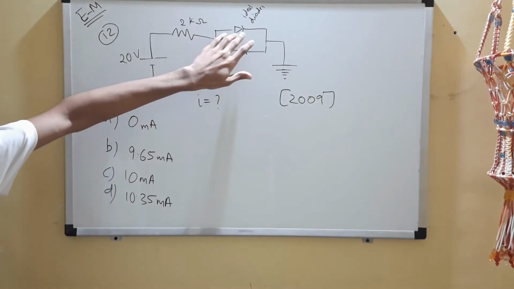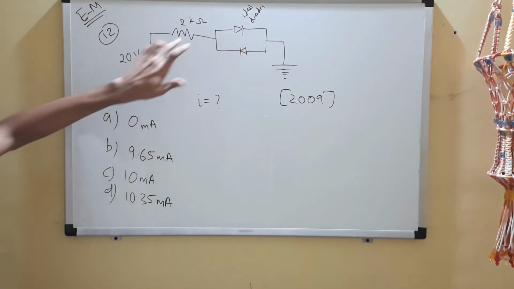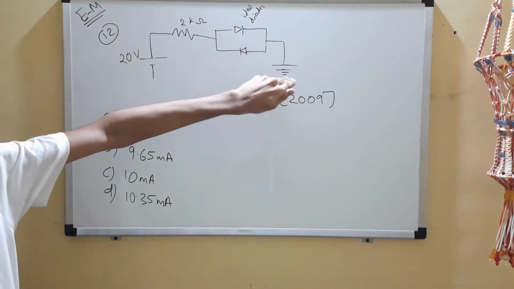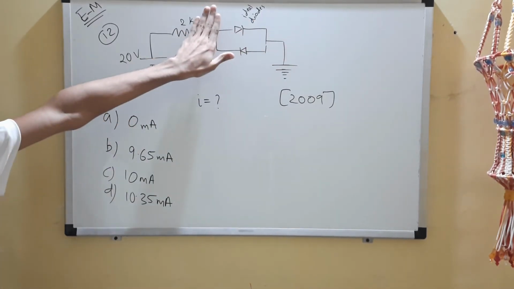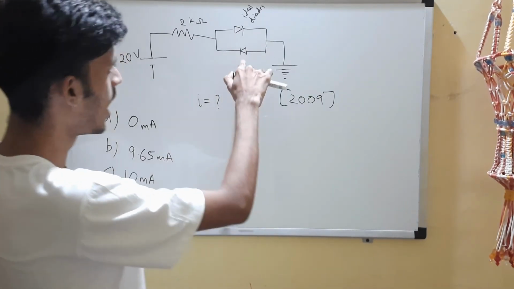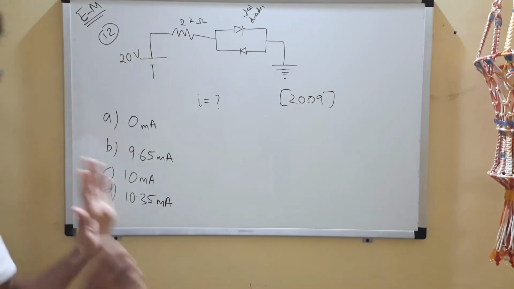You can see that this diode is forward biased, right? It is connected to the positive terminal, and here the potential is 0. Here it's earthing, so on this side the potential is 0 and on this side the potential is something positive. So this diode is forward biased and this one is reverse biased. So you can see that the current will flow.